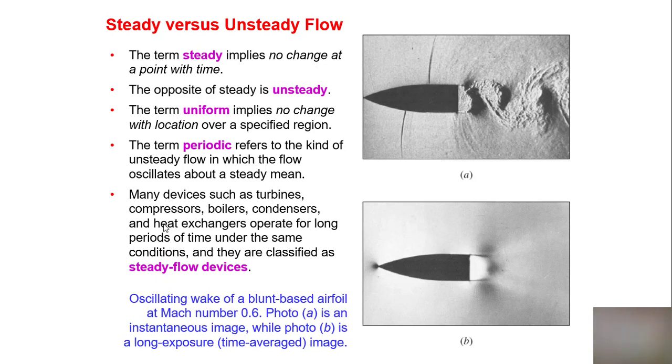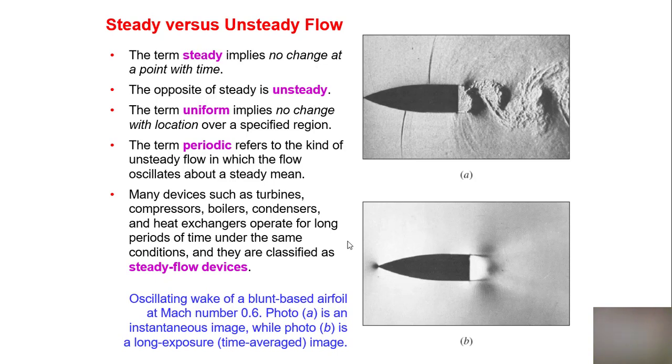Steady flow implies that there is no change at any point with time. So any term that has dt in it, or change in time, will be equal to 0. Unsteady flow means there is change at a point with time. So any term that has dt in this case will not be equal to 0, because t1 will not be equal to t2.